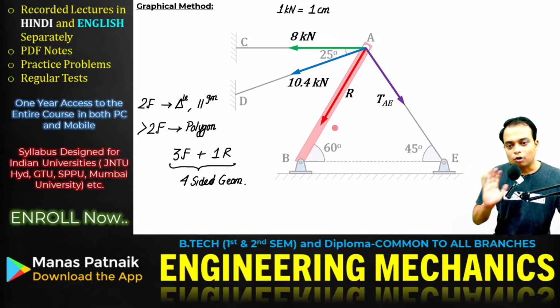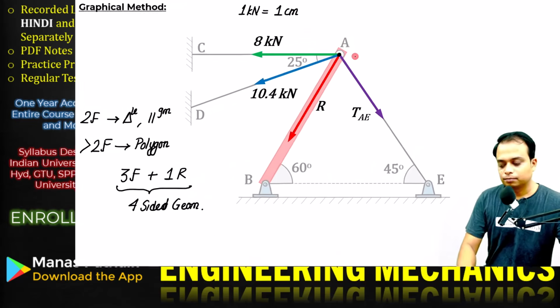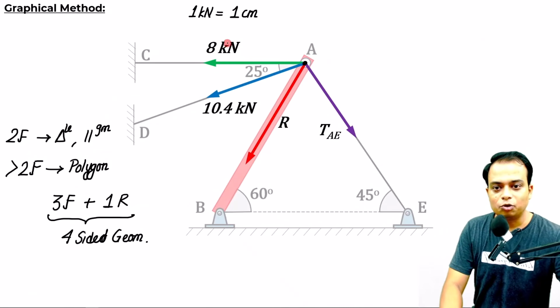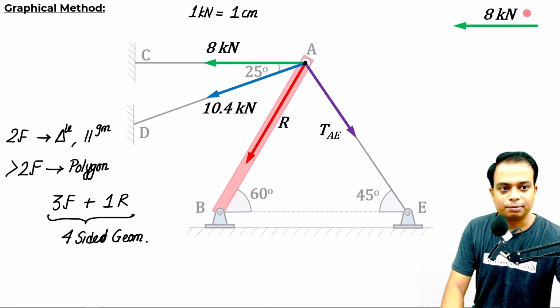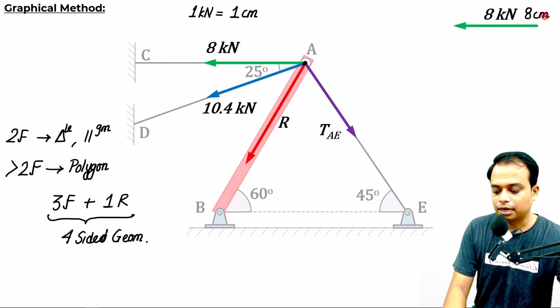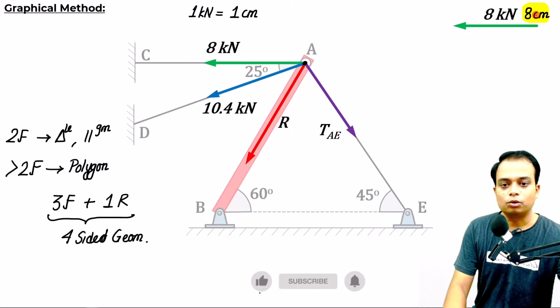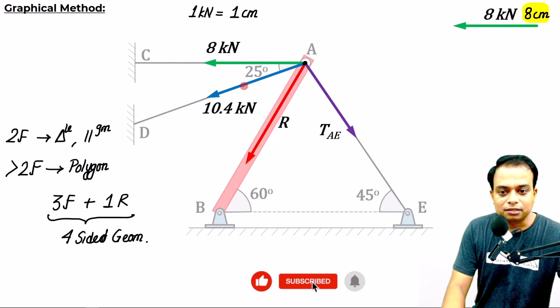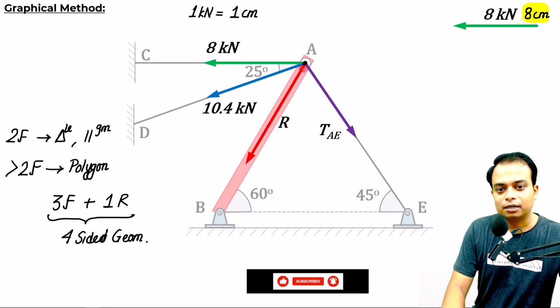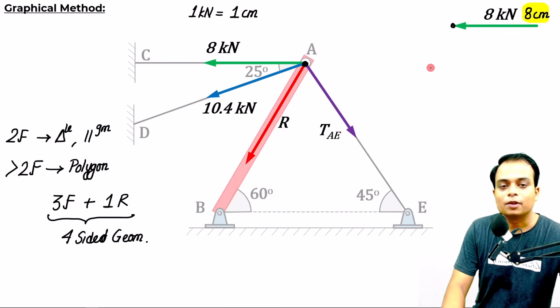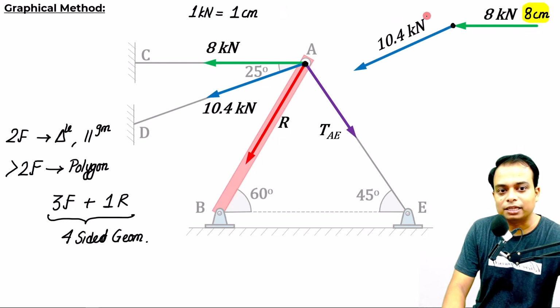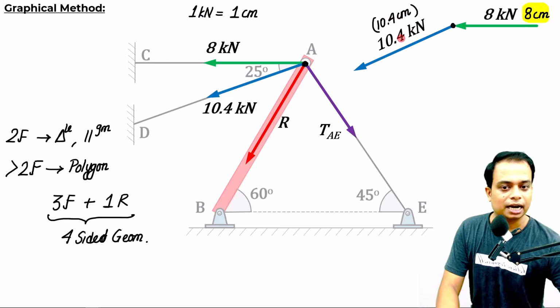Please note this. How do we begin? Sir, we begin from here. Let me just start. 8 kilonewton is equal to 8 centimeter based on this scale. Let me write this as 8 cm. Let me highlight it. Done. Now what to do? Now, sir, we are going to pick this blue colored vector from its tail, and we are going to put this on the head of this green vector like this. And this, by the way, is 10.4 centimeters.